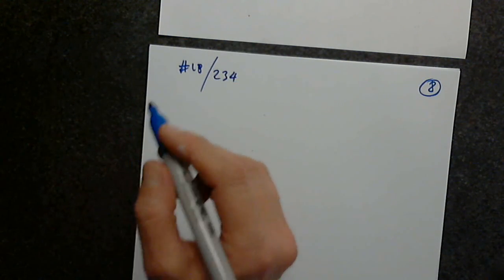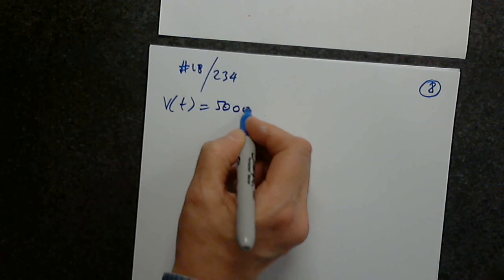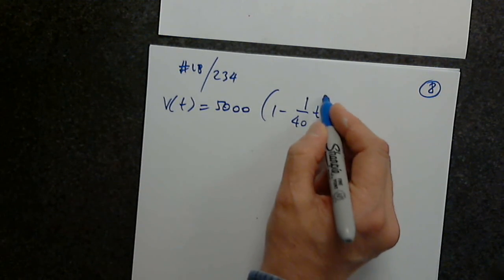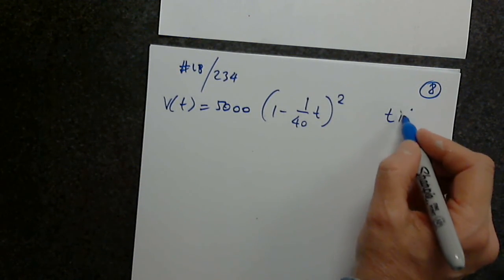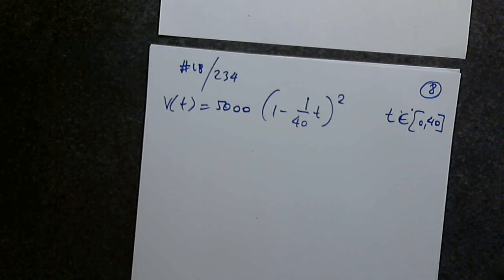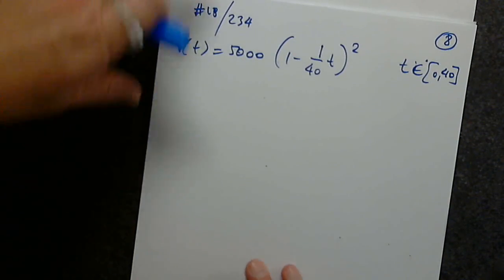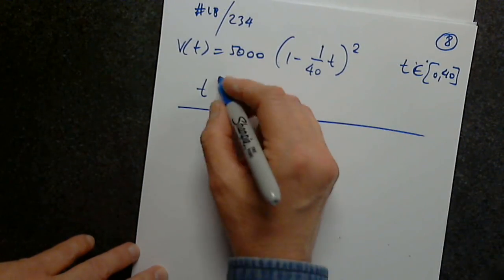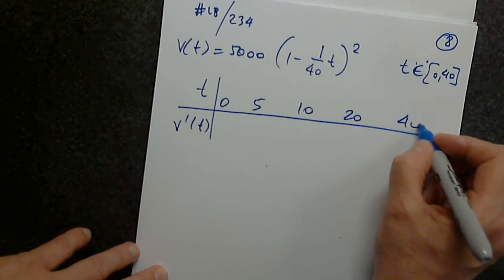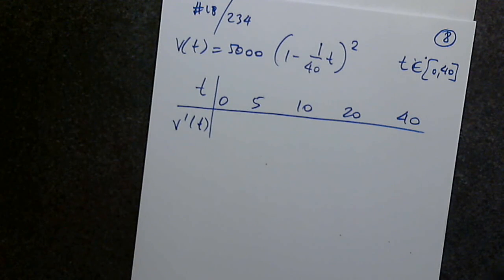If a tank holds 5,000, okay, so it's V of t, 5,000 times 1 minus, I think it's 1 over 40 t, everything squared, and t is in the interval 0, 40. Find the rate at which the water is draining from the tank after 5, 10, 20, 40. At what time is the water flowing out the fastest and the slowest, and summarize your findings.